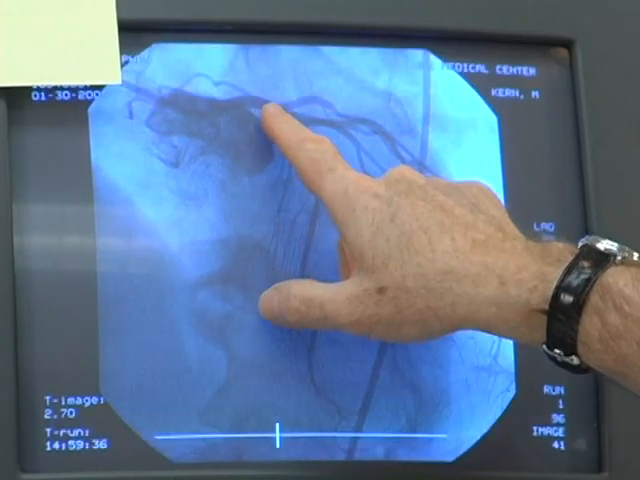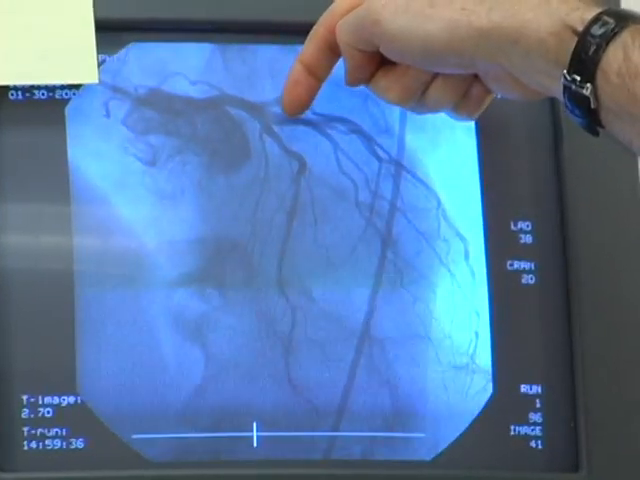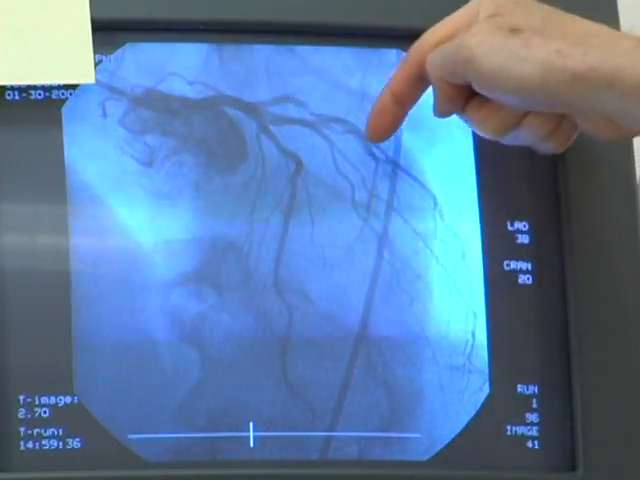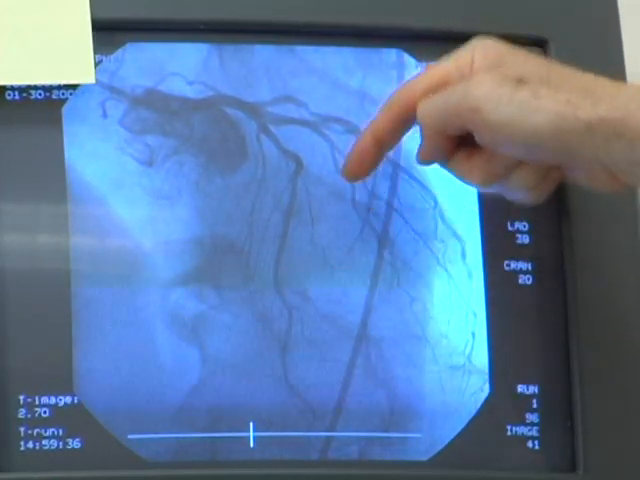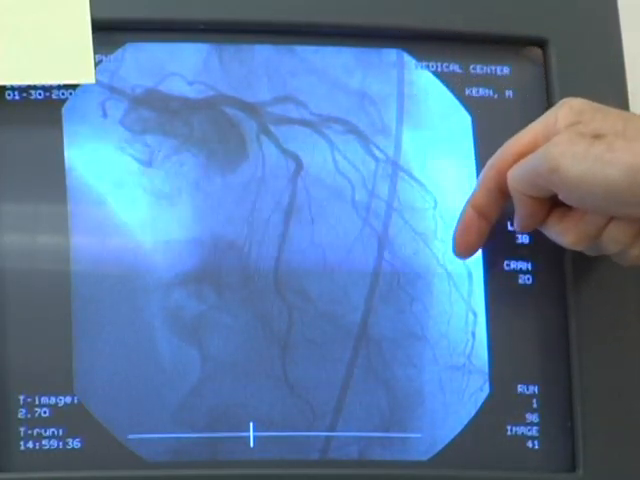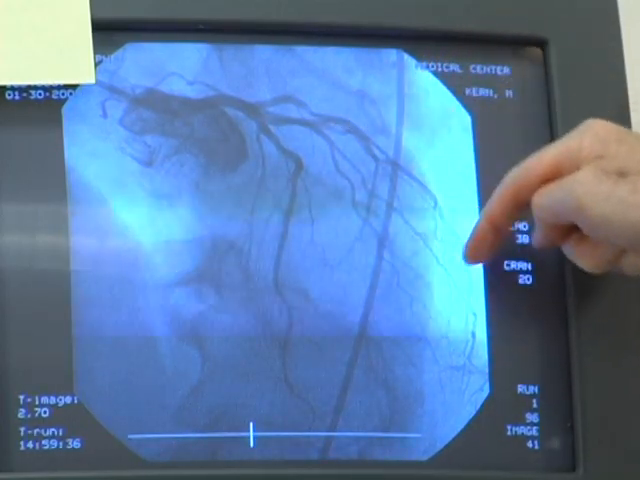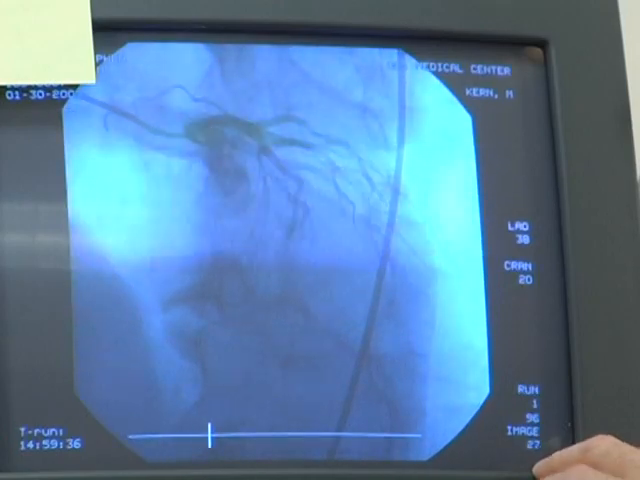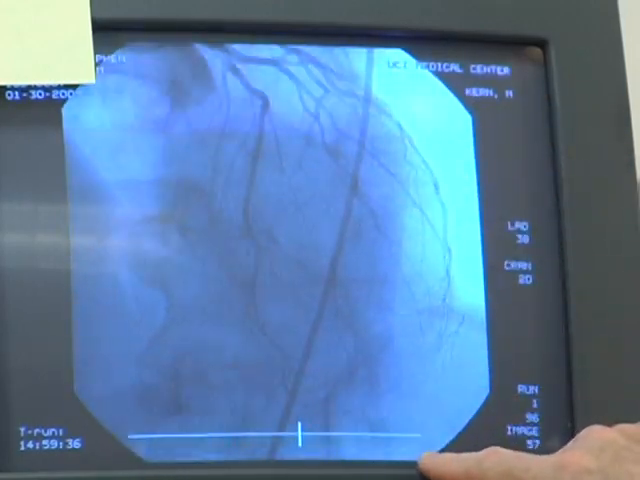This is the left main. This is the overlap with the circ, and the circumflex comes out and makes the tightest curve generally on the margin. And then as the margin continues, these are the circumflex marginal branches. Let's take a look at that in motion. And here you can see how everything moves.